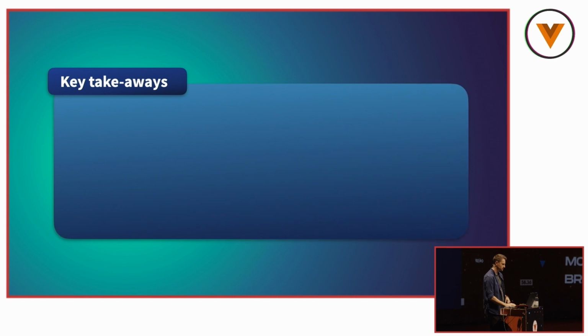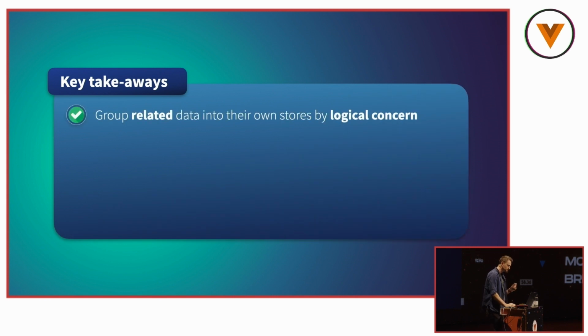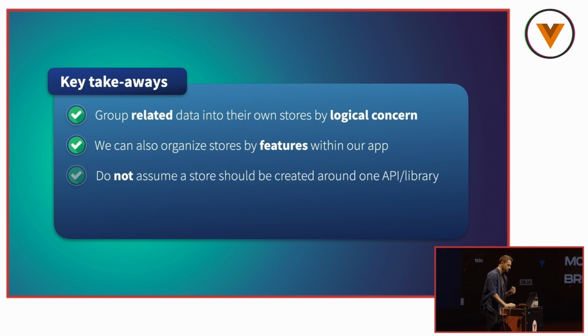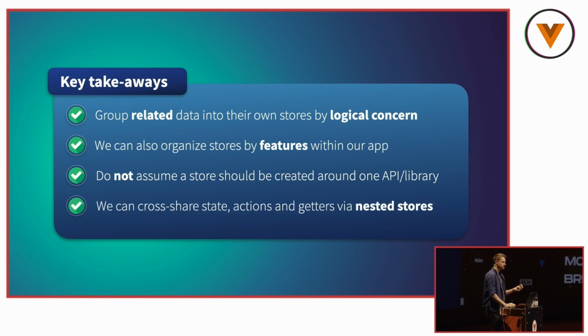So some key takeaways from store organizing are that we are grouping related data into their own stores by logical concern. We can also organize stores by the features within our app. We don't necessarily assume that a store should be created around one specific API or library. And we can cross-share state, actions, and getters via the nested stores that we just saw.